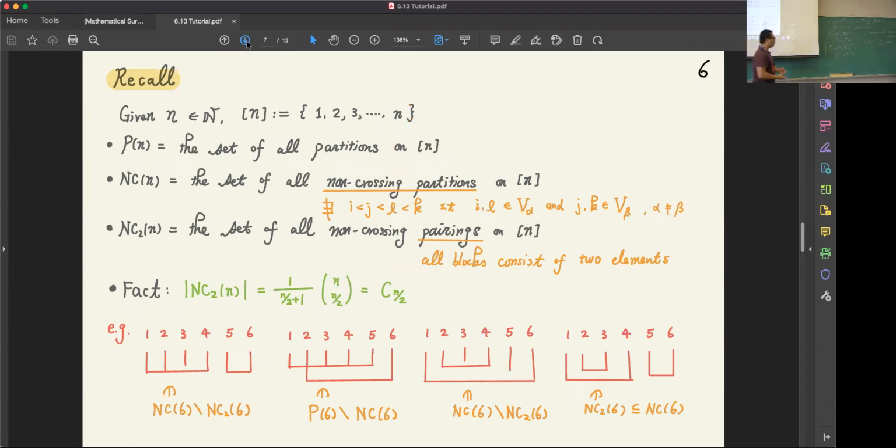Okay, so let me quickly recall some partition material. When we're given an n, we use the bracket n to mean the set 1 up to n, and we can consider the general partitions on n. Then we can consider another kind called non-crossing partitions on n, which satisfy this rule: there do not exist i, j, k, l such that i and k are in one block, and j and l are in another block. So, okay, I can draw some.